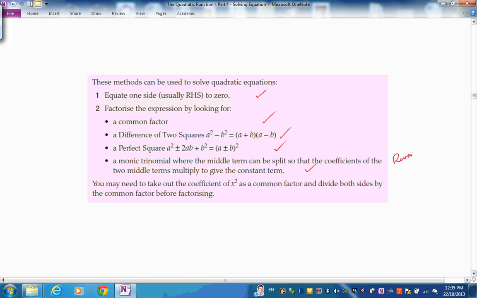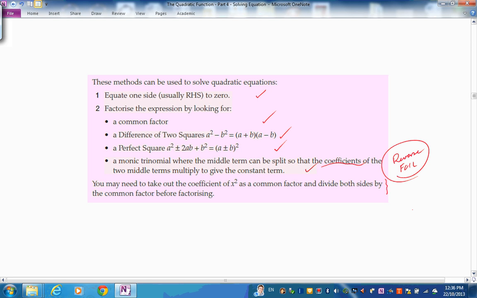A monic trinomial sounds important, doesn't it? Trinomial, 3 terms: x squared, 2x and a number, something like that. And so we can reverse FOIL here. So the coefficients of the two middle terms multiply to give the constant term. That's reversing FOIL. All right, let's have a look at some examples of this.